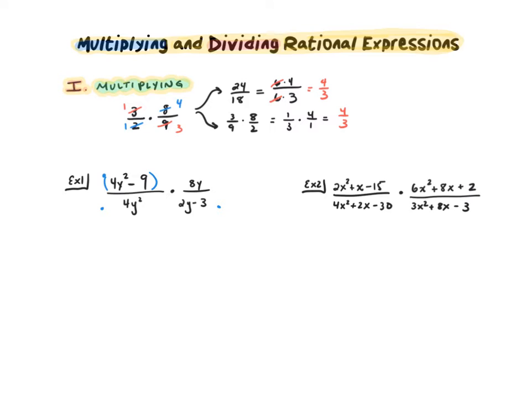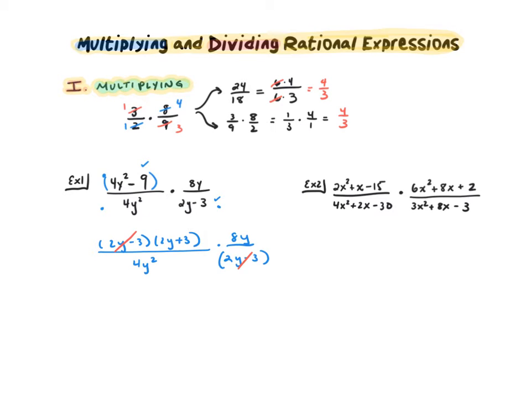So the first thing I'm going to do is factor these two binomials. 2y minus 3 doesn't factor, but 4y squared minus 9 does. It becomes 2y minus 3 times 2y plus 3, divided by 4y squared, times 8y over 2y minus 3. So now I have a match of 2y minus 3 in the top left and in the bottom right, and that divides to 1. It doesn't matter that they're not directly on top of each other. Eventually they'll all get multiplied in the numerator and the denominator, and so those will reduce.